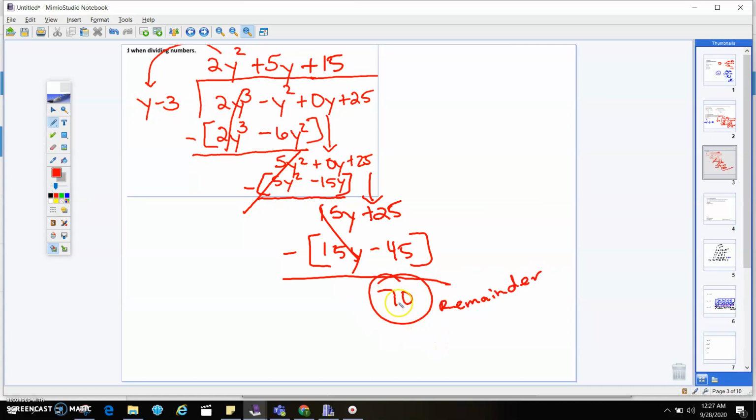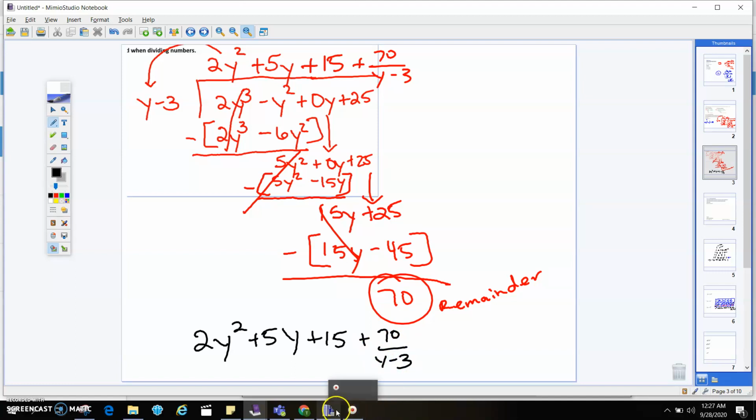Okay? So what I'm going to do with him is I'm going to pull him up here. And this stuff that's on the outside, I'm going to put him on the bottom. So my final answer, what I'm going to write out at the end, is 2y squared plus 5y plus 15 plus 70 over y minus 3. Okay, and I know that's a lot of information.